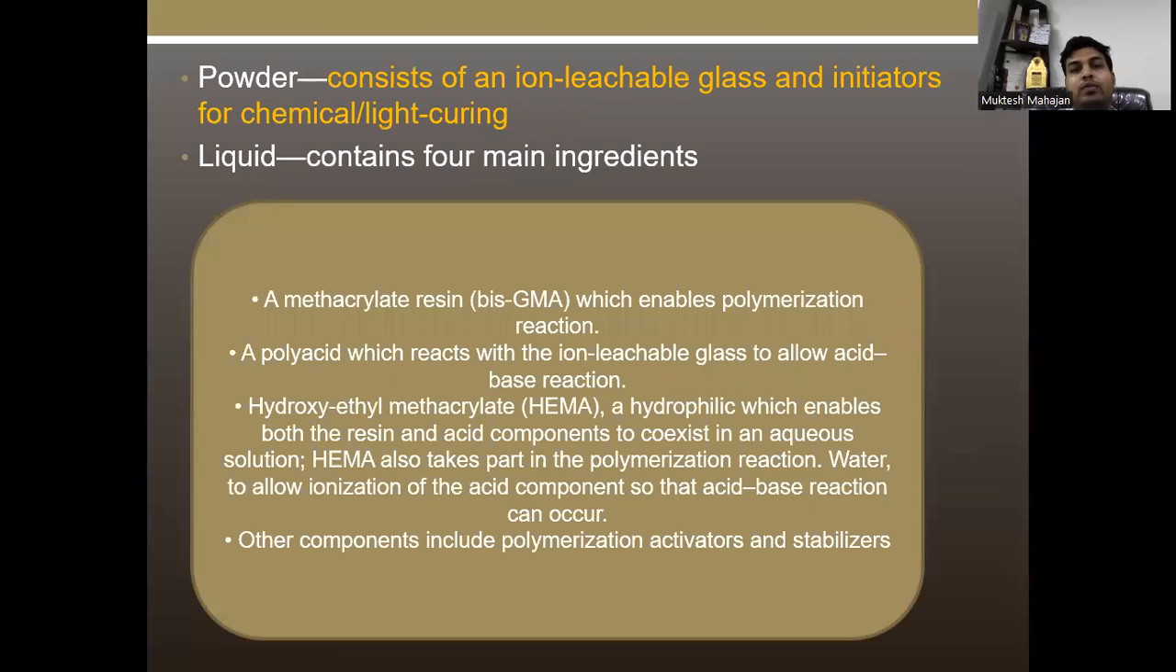The powder consists of the ion leachable glass and initiator for chemical and light curing. The liquid contains four main ingredients: the methacrylic resin, such as BIS-GMA, which enables the polymerization reaction; a polyacid, which reacts with the ion leachable glass to allow the acid-base reaction; hydroxyethyl methacrylate, HEMA, hydrophilic, which enables both the resin and the acid component to coexist in an aqueous solution. HEMA also takes part in the polymerization reaction.